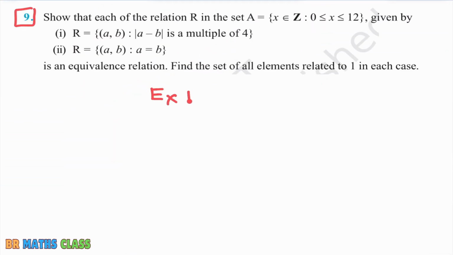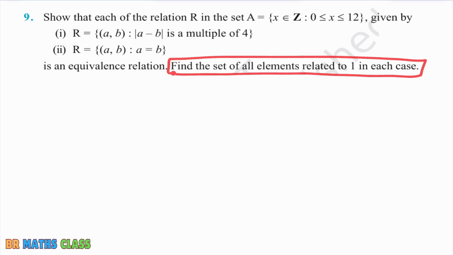Exercise number 1.1, Relations and Functions chapter, class 12th mathematics. Many students feel it is a little difficult to understand this, but actually it is not that difficult. You observe what they are asking in the question. Show that the relation R on this set, they have given two relations here. We need to show that both are equivalence relations, and some other part is also given. This we will discuss at the end.